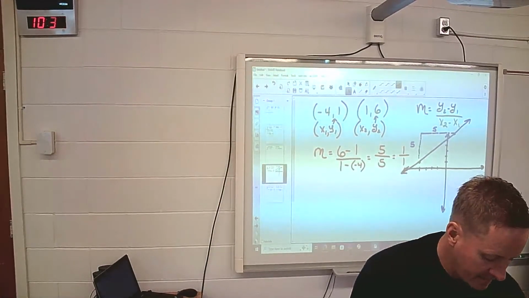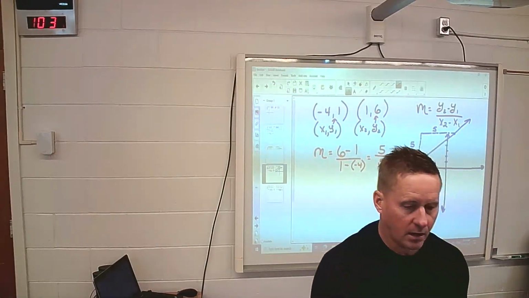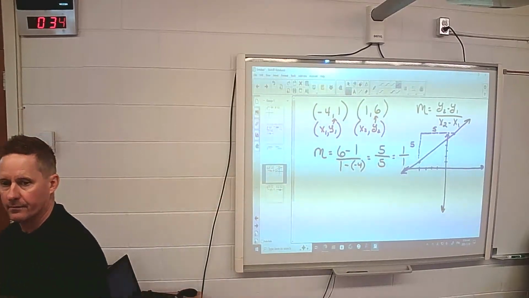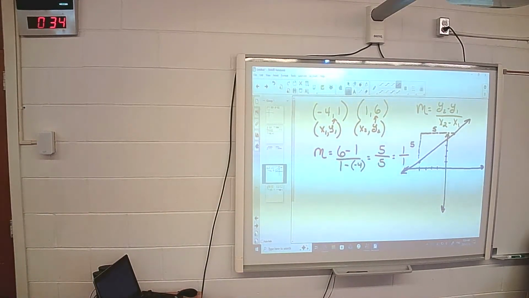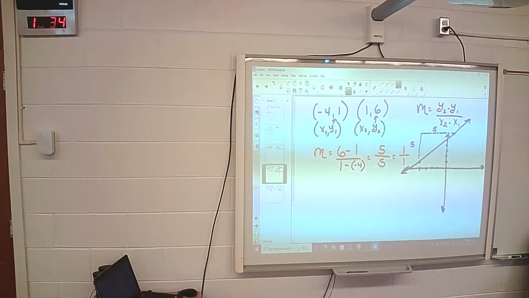So today, all you're doing is working on slopes. That's it. That finishes up this chapter, actually, so we'll finish up the review this week. Then next week we start doing graphs with equations and slopes: slope-intercept, point form, and general form of equations. We have to understand slope before we get into any of it.